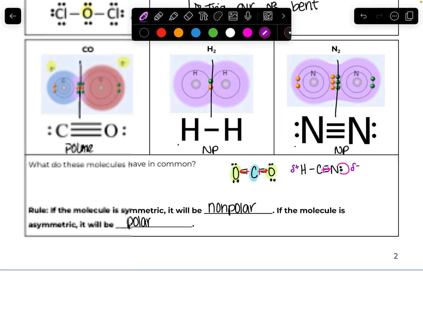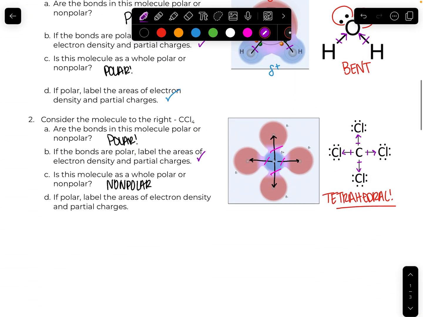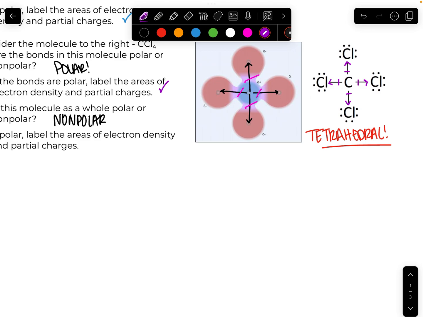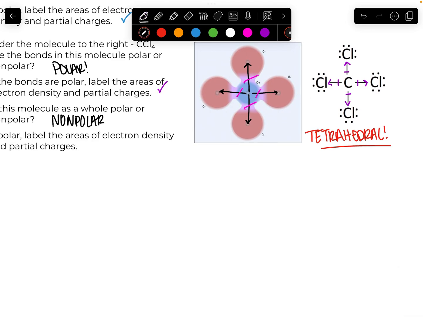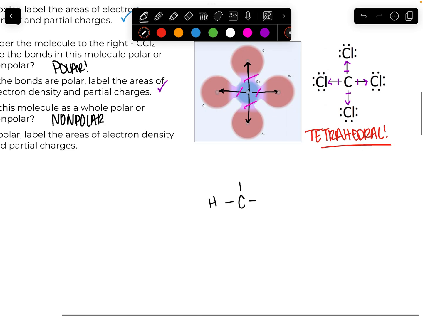All right, let's go back up and let's talk about tetrahedral. So tetrahedral, this molecule here we said was nonpolar. Do you think that there might be a case where tetrahedral could be polar? What if I gave you this?